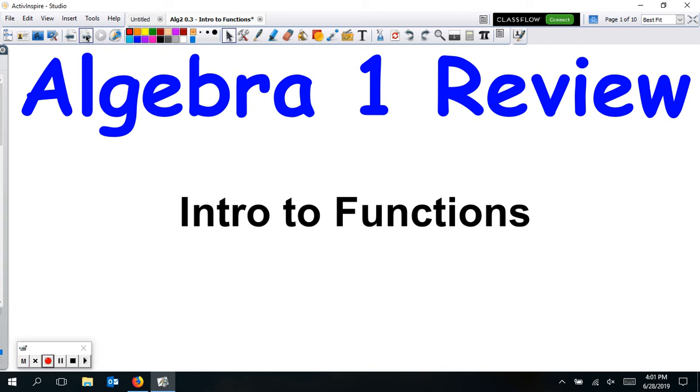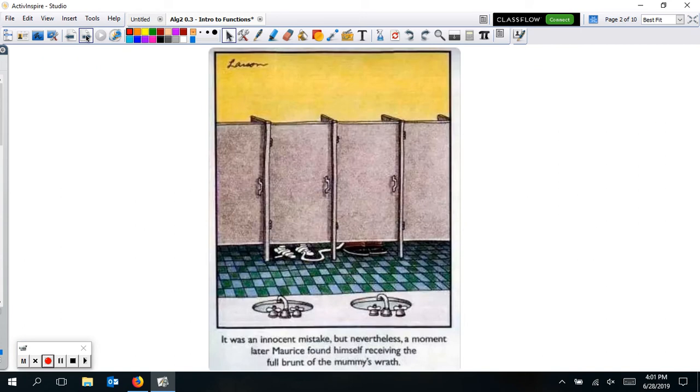So let's go to our cartoon of the day, I should say, another Far Side cartoon. This was one of my favorites of all time that I've seen.